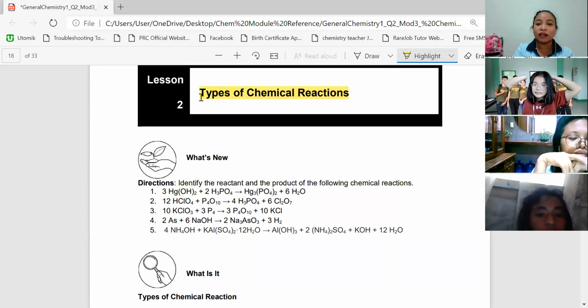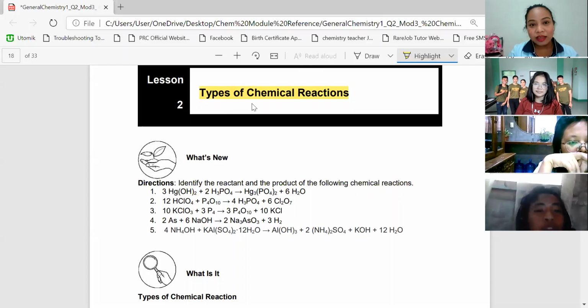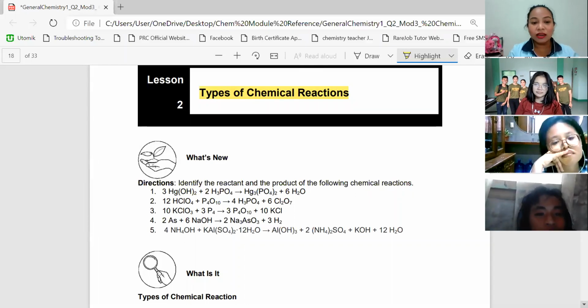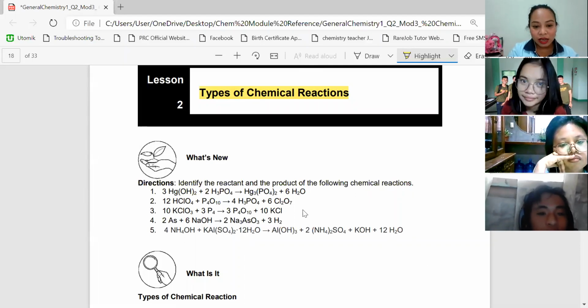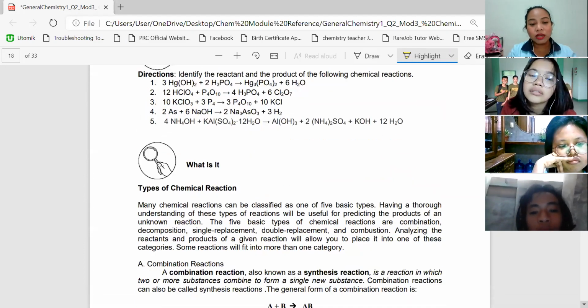Types of chemical reactions. My favorite. It's a love story. Decomposition. Answer this. All you have to do is identify what the reactants and what the products are. We pass on Monday.